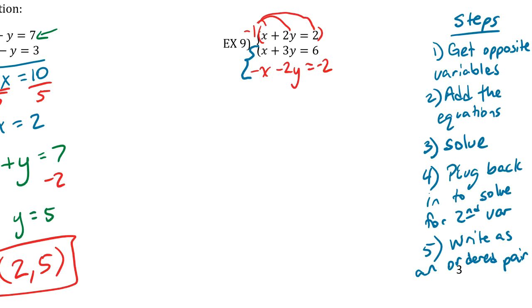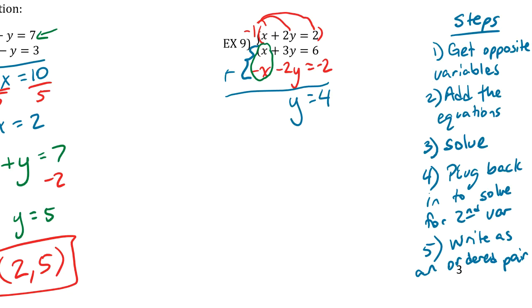And now we do have some opposites because x minus x. So now we can just add these up. So x minus x is 0, so that goes away. 3y minus 2y is just y equals 6 minus 2 is 4. All right, so we have our first variable solved for already.